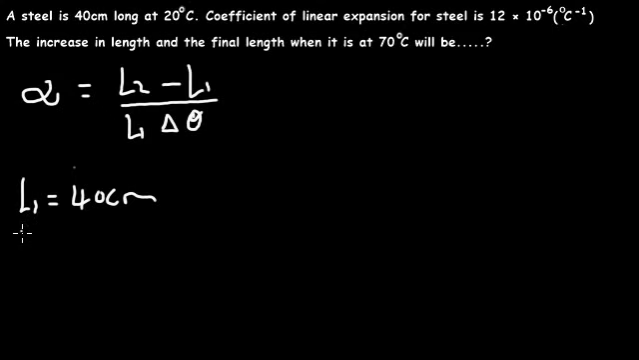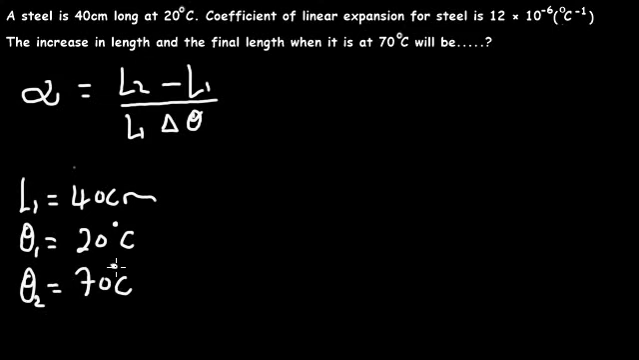So now, the temperature, theta 1, is 20 degrees Celsius. Now, our goal is to determine the change in length and the final length when the temperature increases to 70 degrees Celsius. Perfect. So therefore, theta 2 is 70 degrees Celsius.